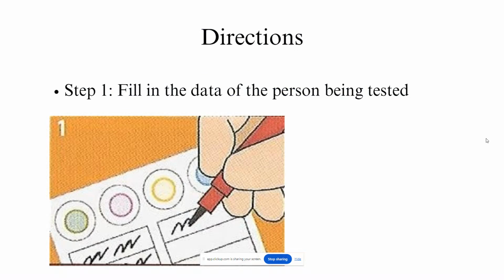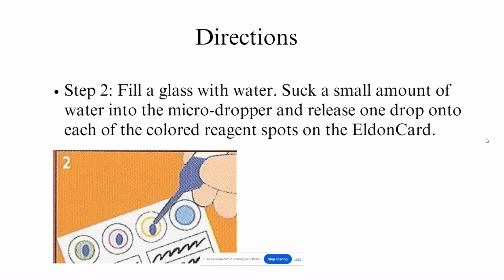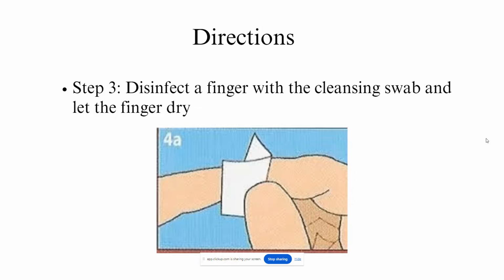Well, you can get your card and fill in data. You don't have to because we are throwing these cards away. We're not taking biohazard out of the lab. But one of the first steps to testing your own blood is to also get a micro dropper or a dropper bottle and put a drop of water in each circle. And then you also want to get a cleansing swab or an alcohol wipe and disinfect your finger before you prick it with a lancet.